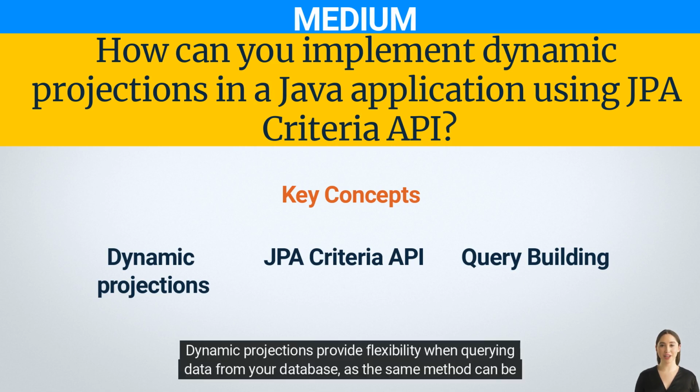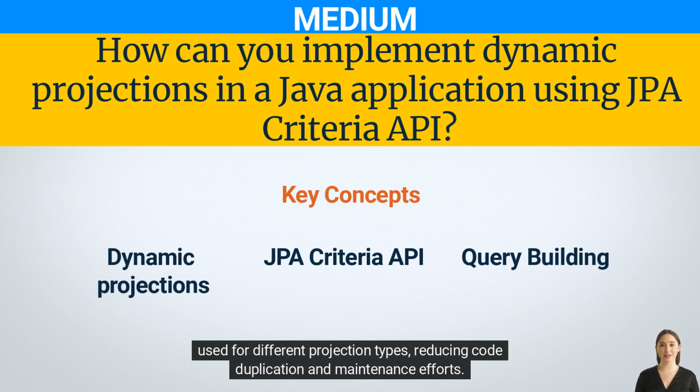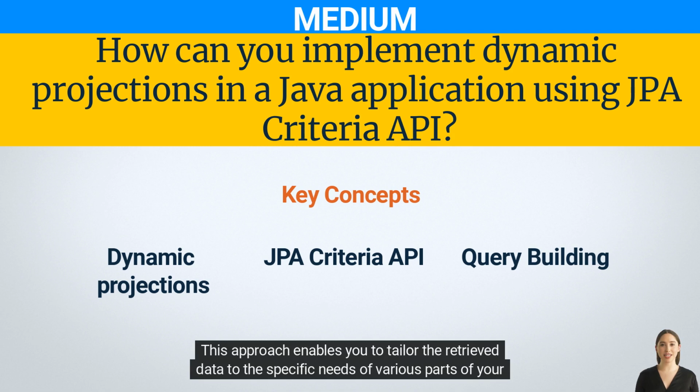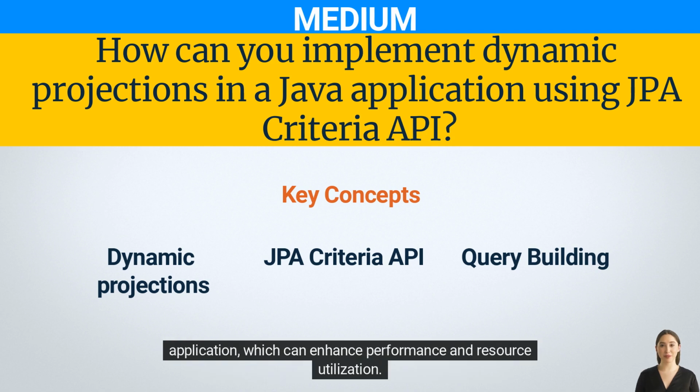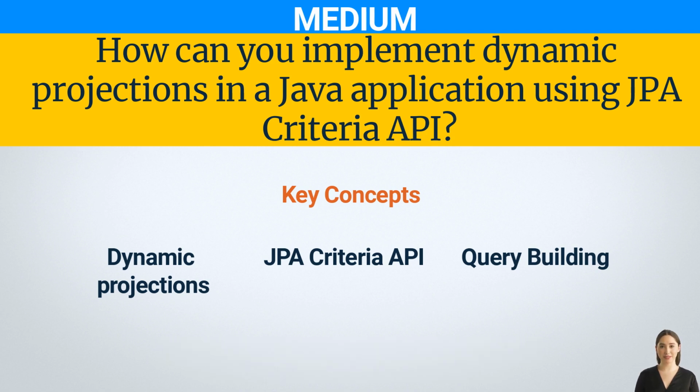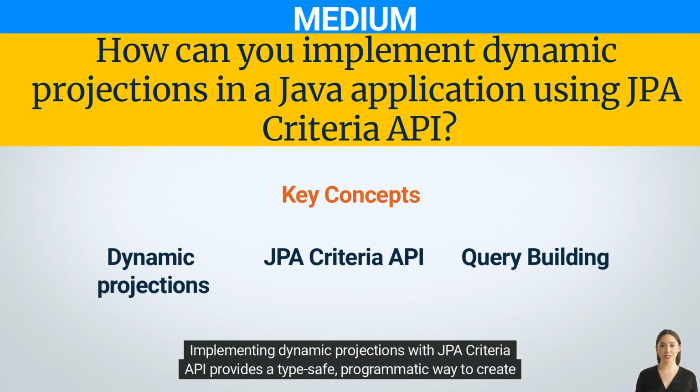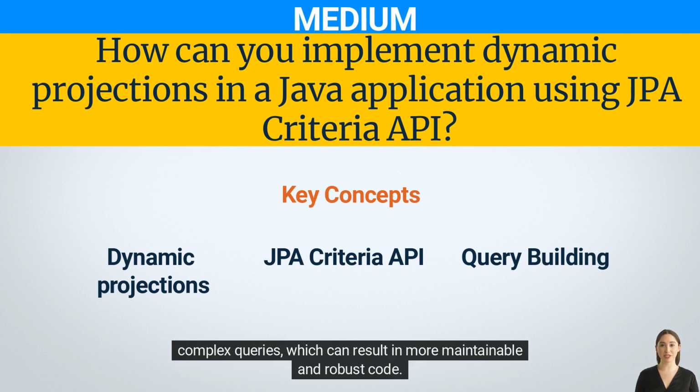Dynamic projections provide flexibility when querying data from your database, as the same method can be used for different projection types, reducing code duplication and maintenance efforts. This approach enables you to tailor the retrieved data to the specific needs of various parts of your application, which can enhance performance and resource utilization. Implementing dynamic projections with JPA Criteria API provides a type-safe, programmatic way to create complex queries, which can result in more maintainable and robust code.